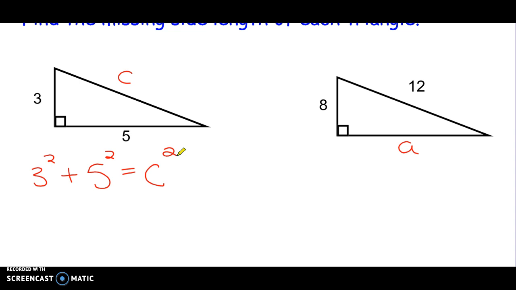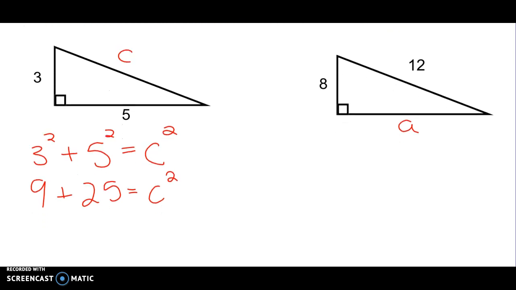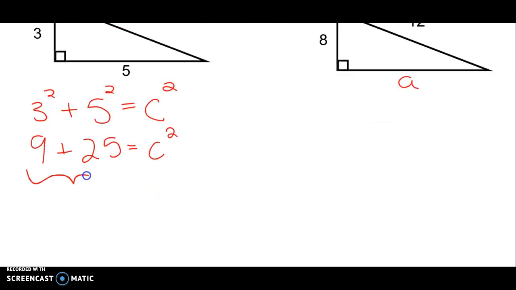Okay, now the next step, simplify what you know. So what is 3 squared? 9. Plus 5 squared is 25, equals C squared. Now once again, simplify what you know. Obviously we know that 9 plus 25 is 34, equals C squared.